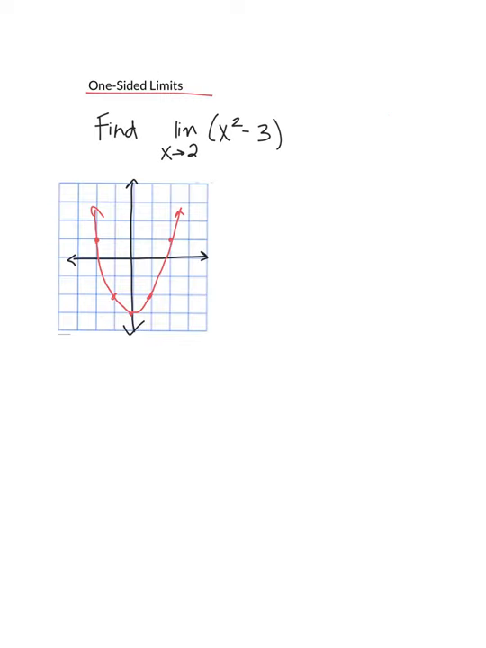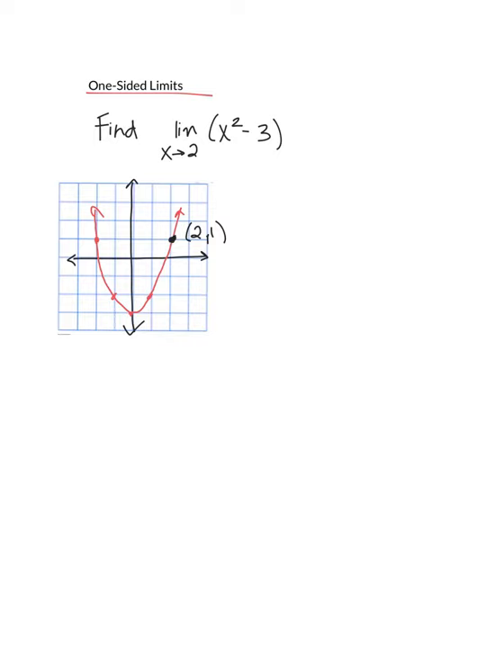In this example, we're going to be talking about one-sided limits. So find the limit as x approaches 2 of x squared minus 3. I have drawn in that parabola here for you. So I know that if I just plug in, 2 squared minus 3 is 1. So this is that important point right here.